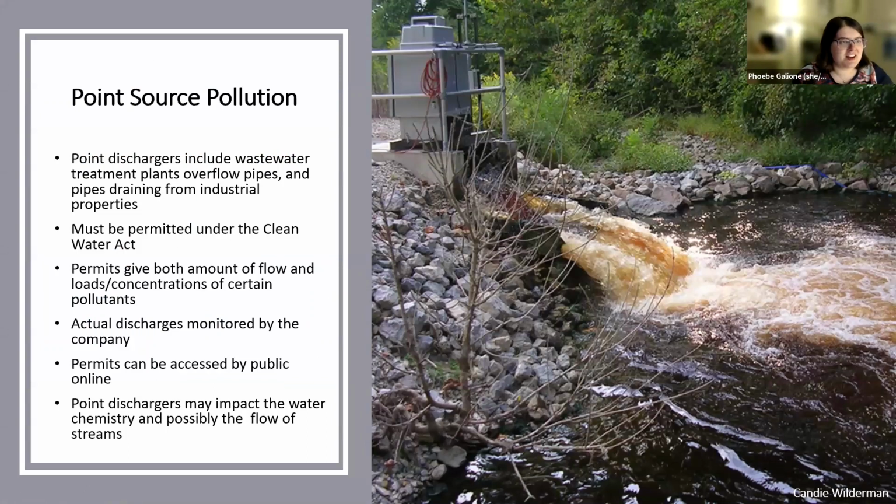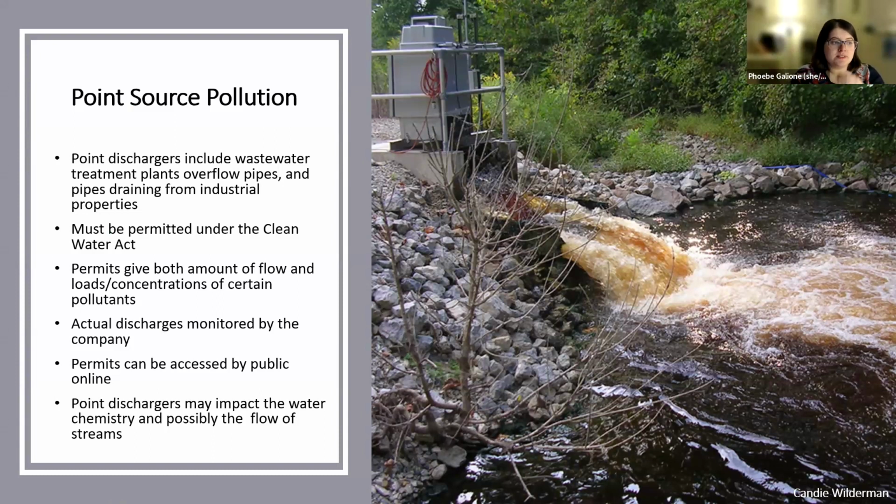Alrighty, last slide on my part. So we've talked about non-point source pollution. We're now going to transition into point source pollution. So instead of it being kind of ambiguous, not exactly knowing where the pollution is coming from, we know where this pollution is coming from, because in many cases it is a pipe coming out of the side of a stream. So these point dischargers can include wastewater treatment plant overflow pipes and pipes draining from industrial properties.